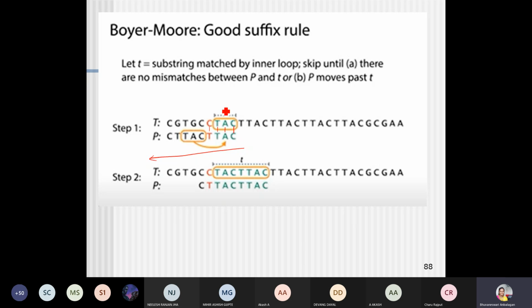I have a solution: the bad match heuristic. That means whenever there is a mismatch, I will check whether this C can occur like this. See whether there is a C which is occurring like this, so I can align. I will do it like this: C T T A C A T. So I have matched in such a way that this C and this C can be matched.